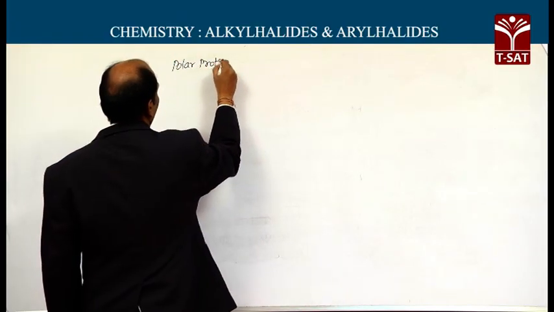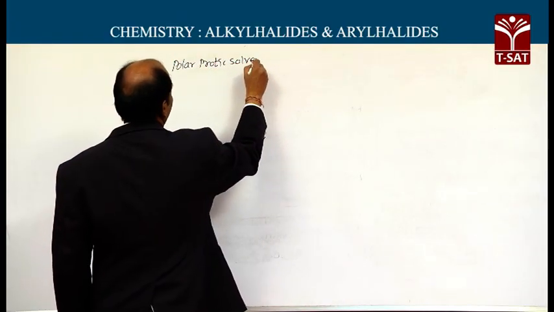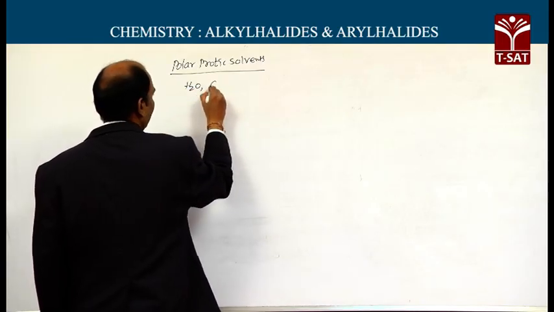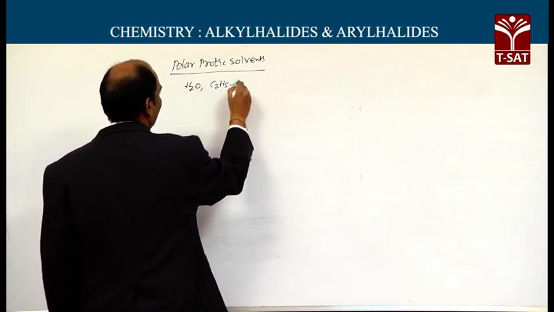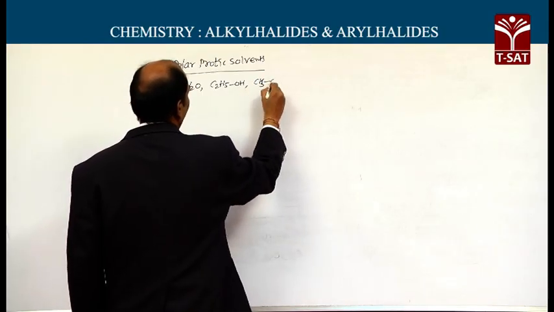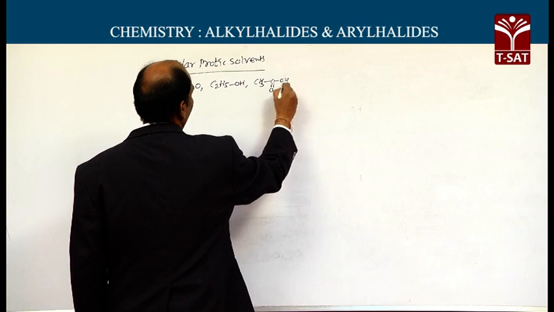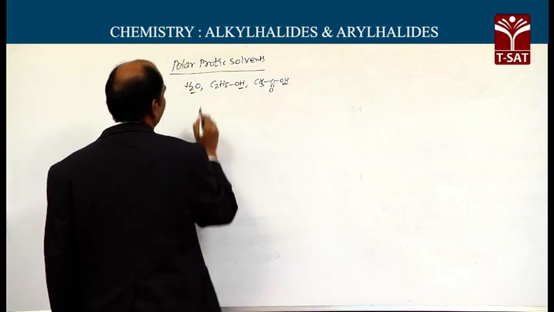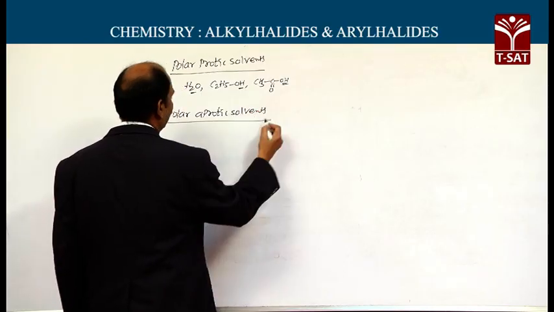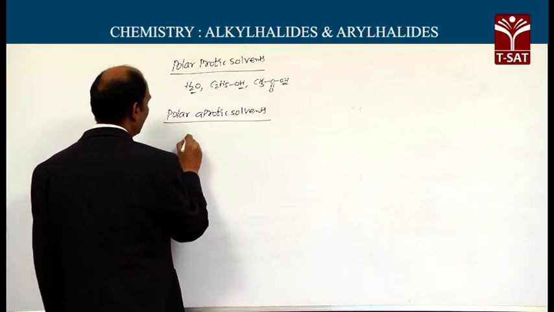Polar protic solvents. Examples: H2O, ethyl alcohol, and not only alcohols but also carboxylic acid, CH3 C double bond OH. Here H is present, here H is present, here also H is present. These are polar protic solvents. Polar aprotic solvents, for example: acetone.